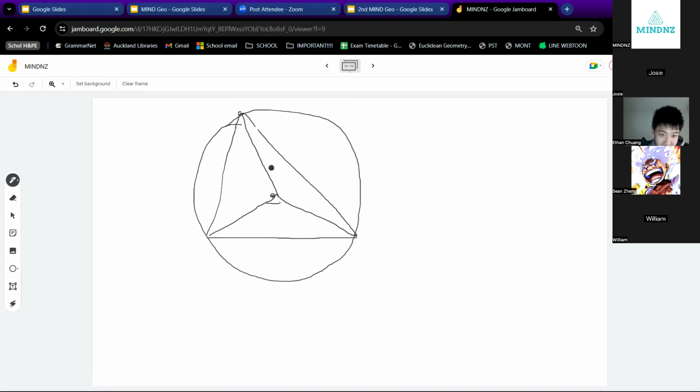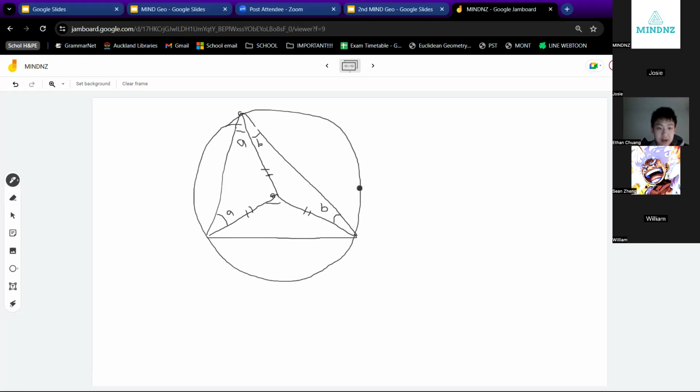So again, we get a lot of isosceles triangles. We know that this side equals this side equals this side. So we get that. Okay, let's say this angle is angle A, for example, and this angle also is angle A. And this angle is angle B.